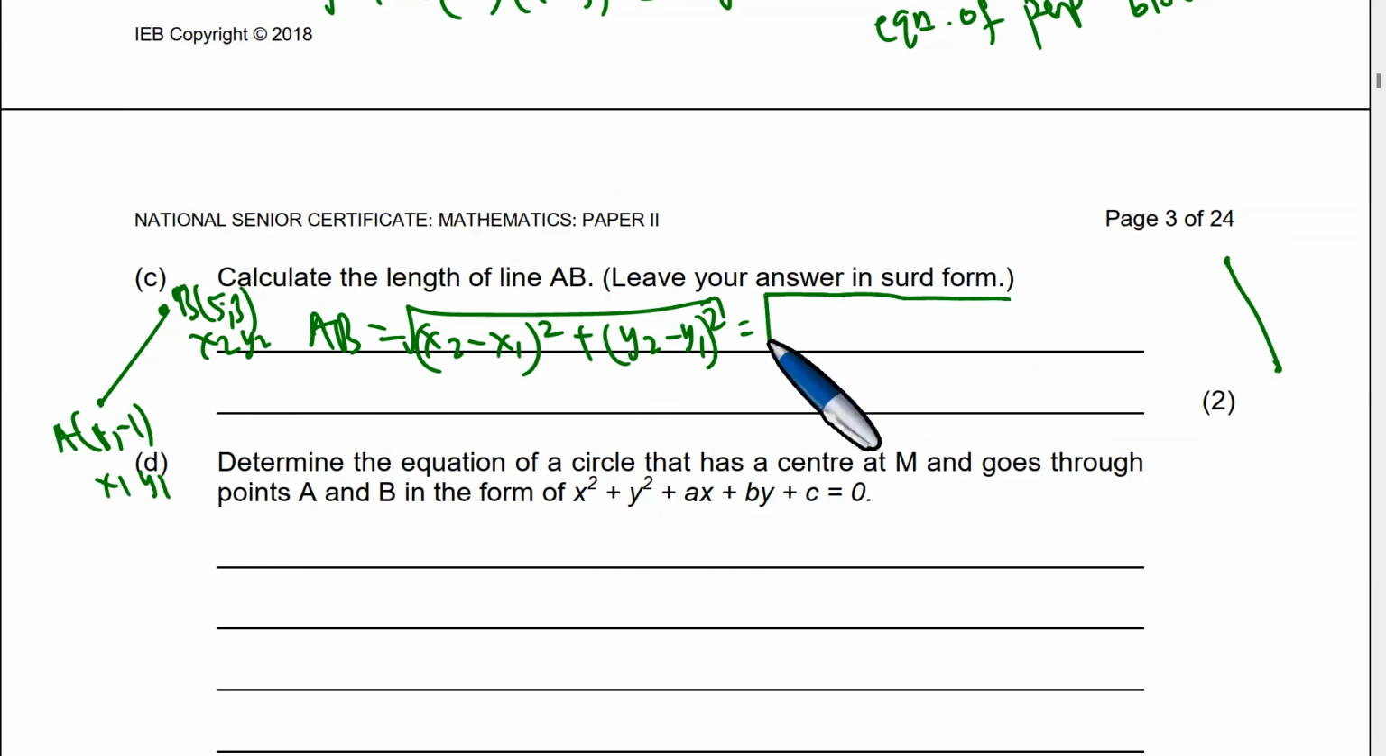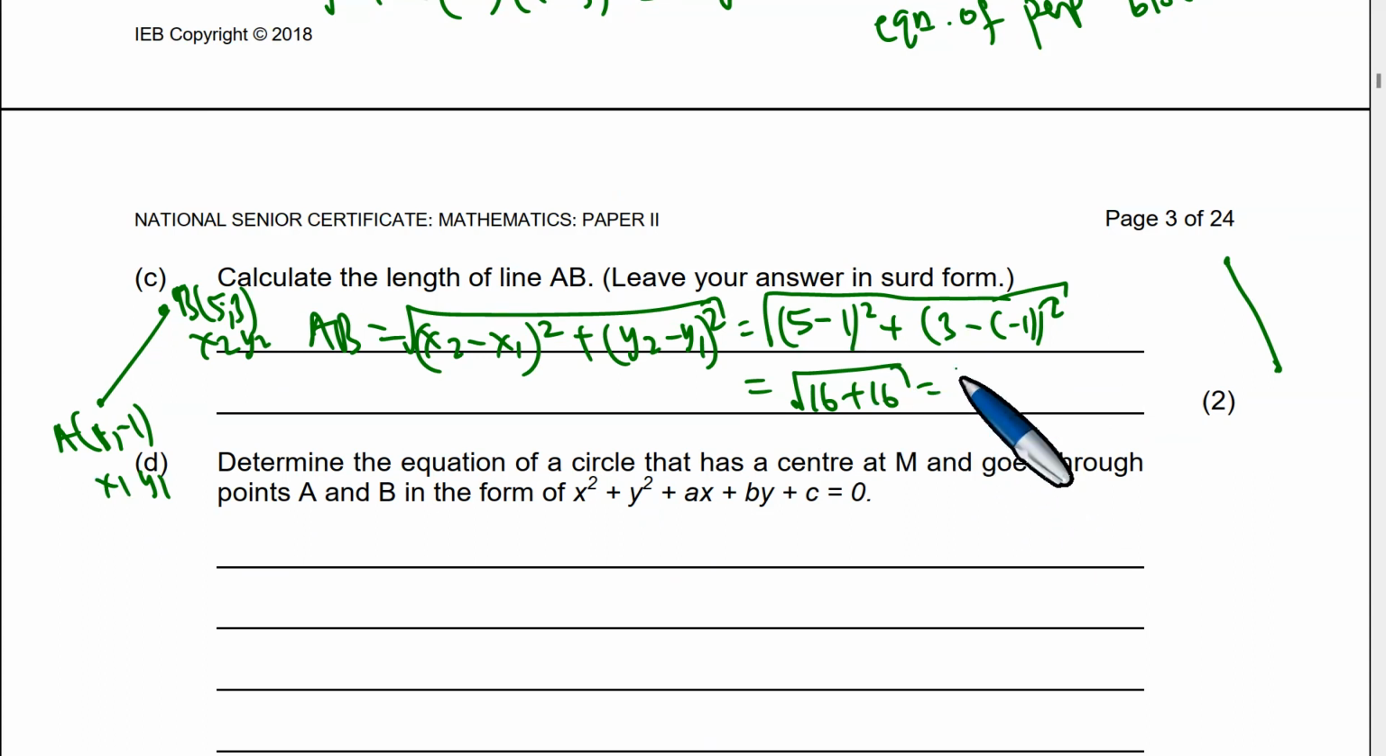So let's continue and do the substitution. What is x2? It is 5, x1 is 1, squared. Y2 is 3, y1 is minus 1, squared. So we subtract and you get 16 here, you get 16 there. 5 minus 1 is 4. When you square 4, you get 16. And also this one, 3 plus 1 is 4. And therefore you have 16 plus 16, which is actually the square root of 32.